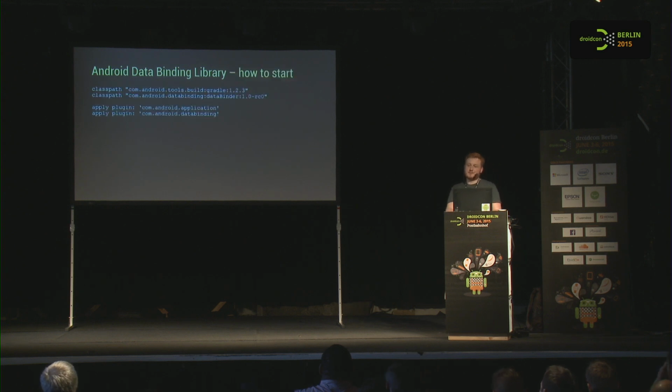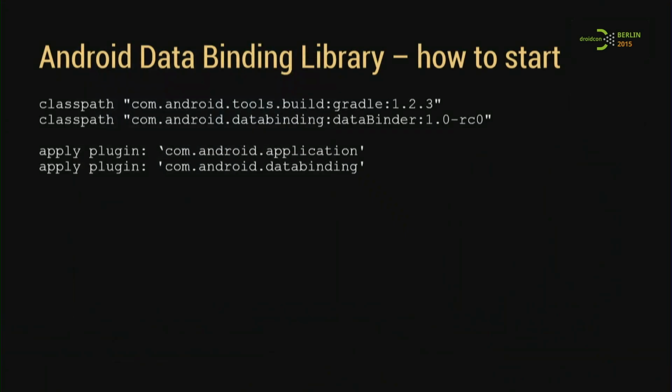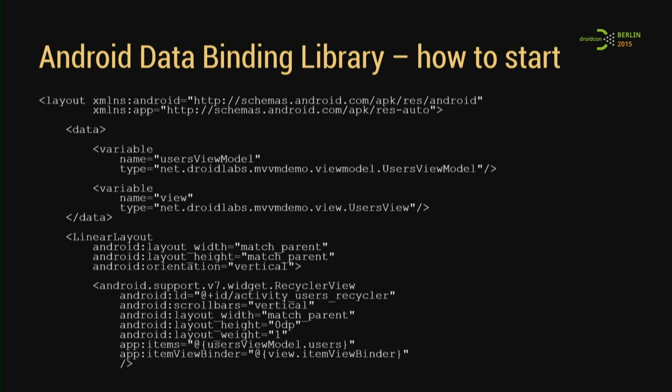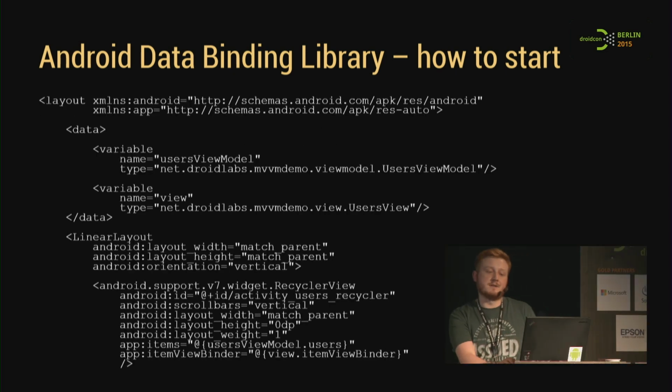And if you want to use it, we need to add a plugin to our Gradle, which is data binder, and apply this plugin in our app Gradle build file. And what is really important for us is that now the layout of the XML file will change.